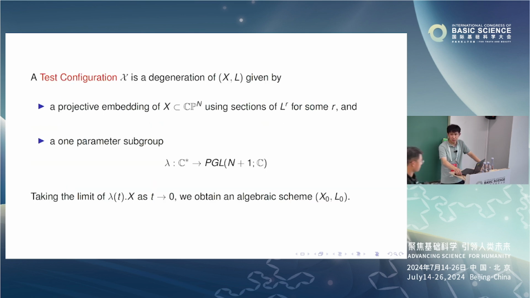So a test configuration is just something you test with. It's just what I said informally a minute ago. You pick a projective embedding of X into CP^N using sections of powers of this line bundle, and then you pick a one parameter subgroup in PGL. Then you can take a limit of this X in the sense of schemes, so it could be very singular. If you write all the defining equations of X, you take the limits of the defining equations up to scaling, and you will get this.